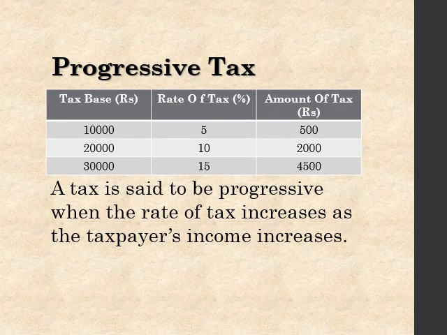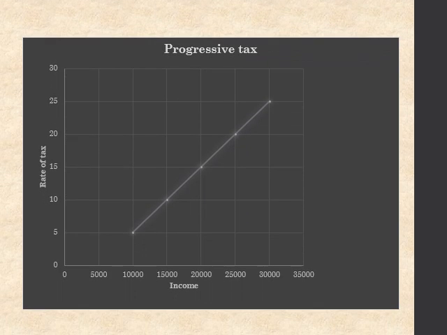Moving to progressive taxes, progressive tax means when your income increases, the tax rate also increases. You can see the tax base, these are the incomes, 10,000, 20,000, 30,000. The tax rate also changes, 5, 10, 15, and the amount also reflects the same. The diagram for the progressive tax is upward sloping with the increase of income. So as income increases, the tax rate also increases. Both are moving in the same direction, so they have a positive relation to each other.